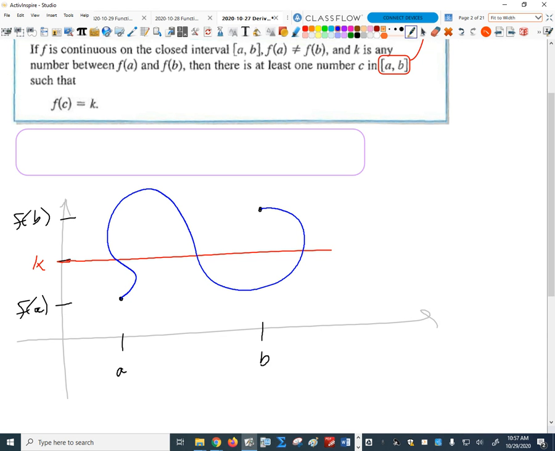Well, what's unique about that blue graph? That's not the kind of thing, it's not a function, right? The only way that it could cross at a or at b, if f of a and f of b are not equal to k, which it says they're not, right? k is the number between f of a and f of b. So k is not equal to f of a or f of b. The only way that it could cross k at a or b is if f is a non-function. Everybody get that?